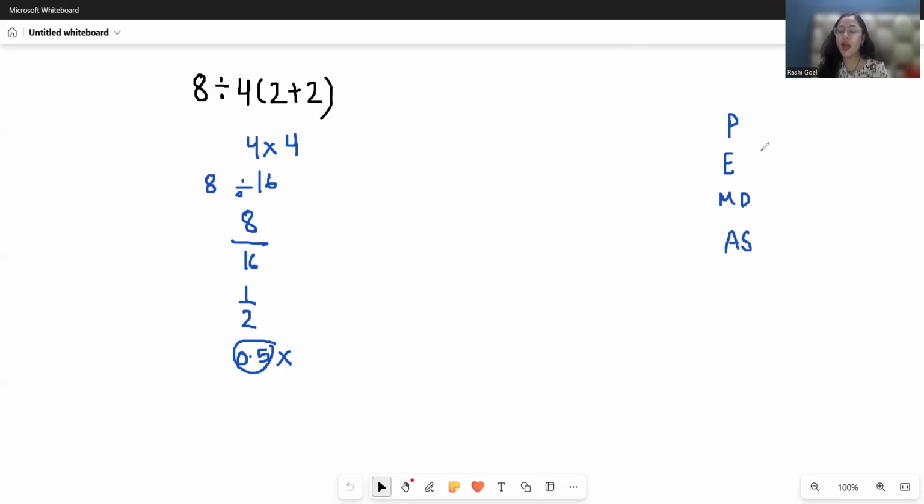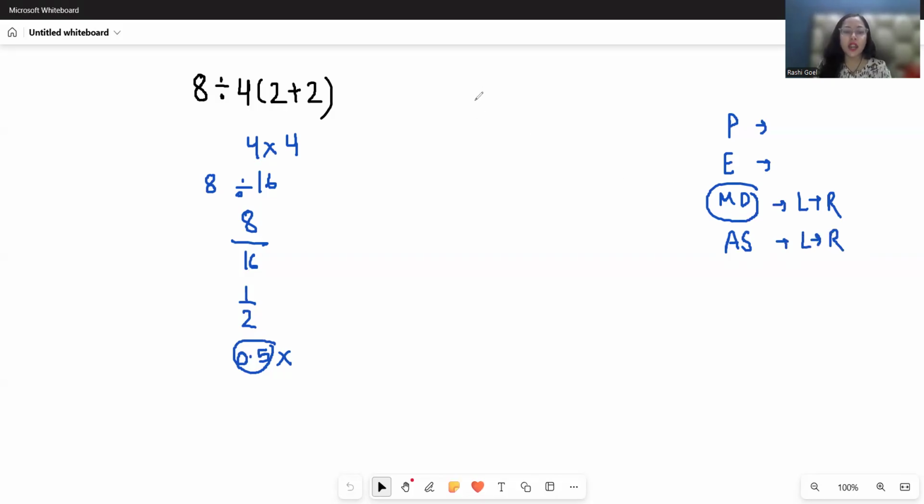This rule helps you to choose what to solve first. First you have to solve the parentheses, then exponents. Then it is multiplication and division, both have the same priority, just solve them from left to right. Similarly, A and S, addition and subtraction, just solve them from left to right.